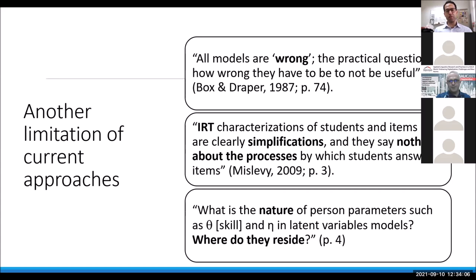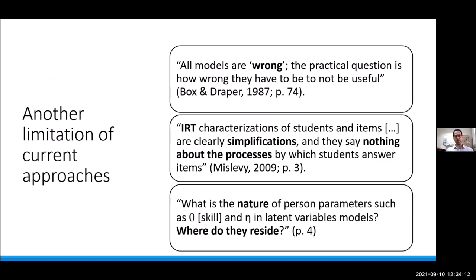So the first quotation I would like to share is from Box and Draper. It's a very famous quotation. Some of you might have already seen it before. All models are wrong, and it refers to those quantitative data analysis models that we use, like the Rasch model, cognitive diagnostic assessment, structural equation modeling, factor analysis, and in the same way, GLM, etc. All models are wrong. The practical question is how wrong they have to be to not be useful.